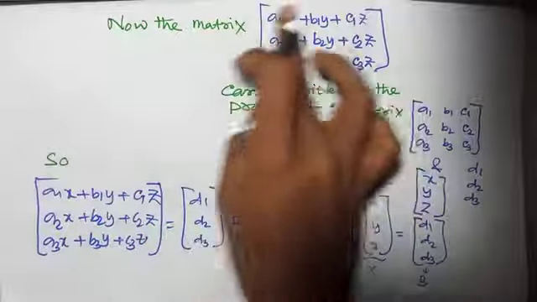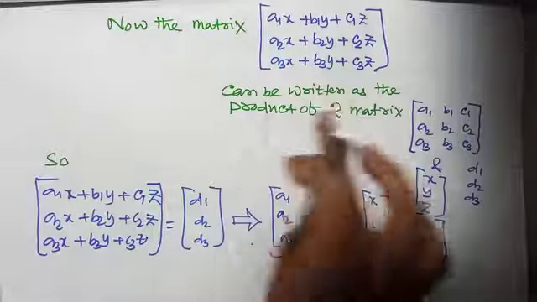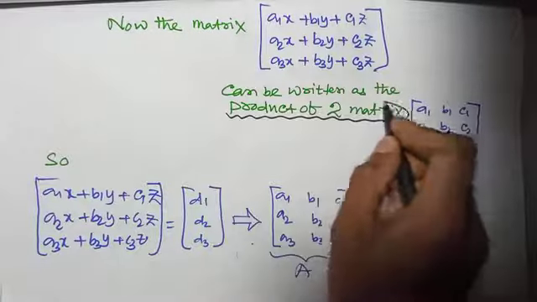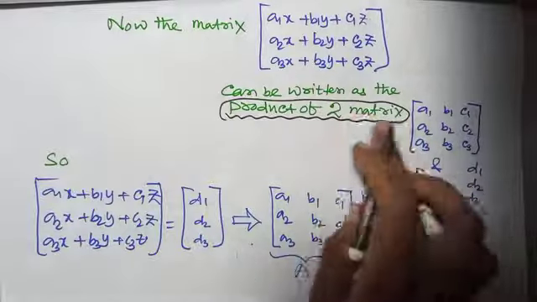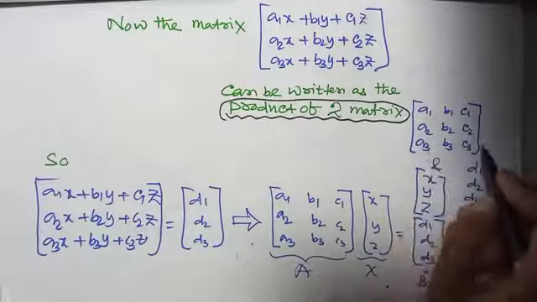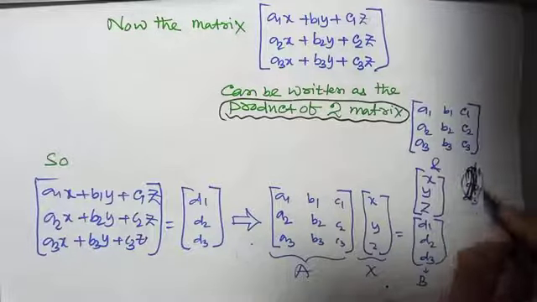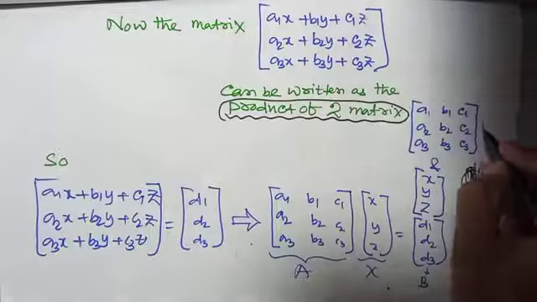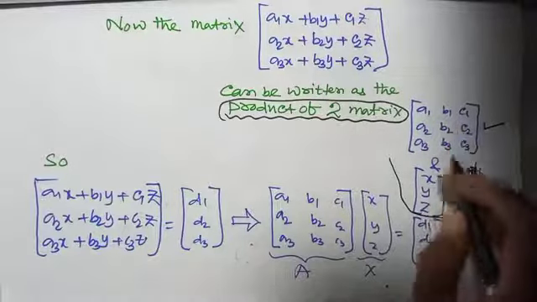Now this matrix can be written as the product of two matrices. The two matrices are a1 b1 c1, a2 b2 c2, a3 b3 c3 and x y z. So this matrix can be written as the product of two matrices. This is the first matrix and this is our second matrix.